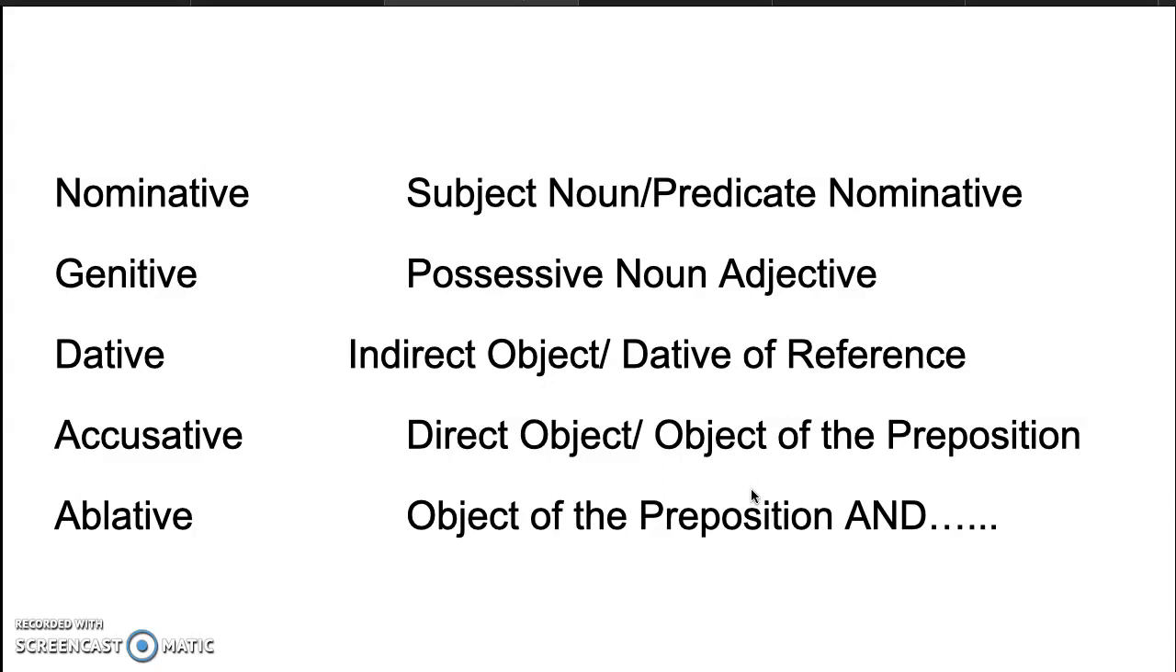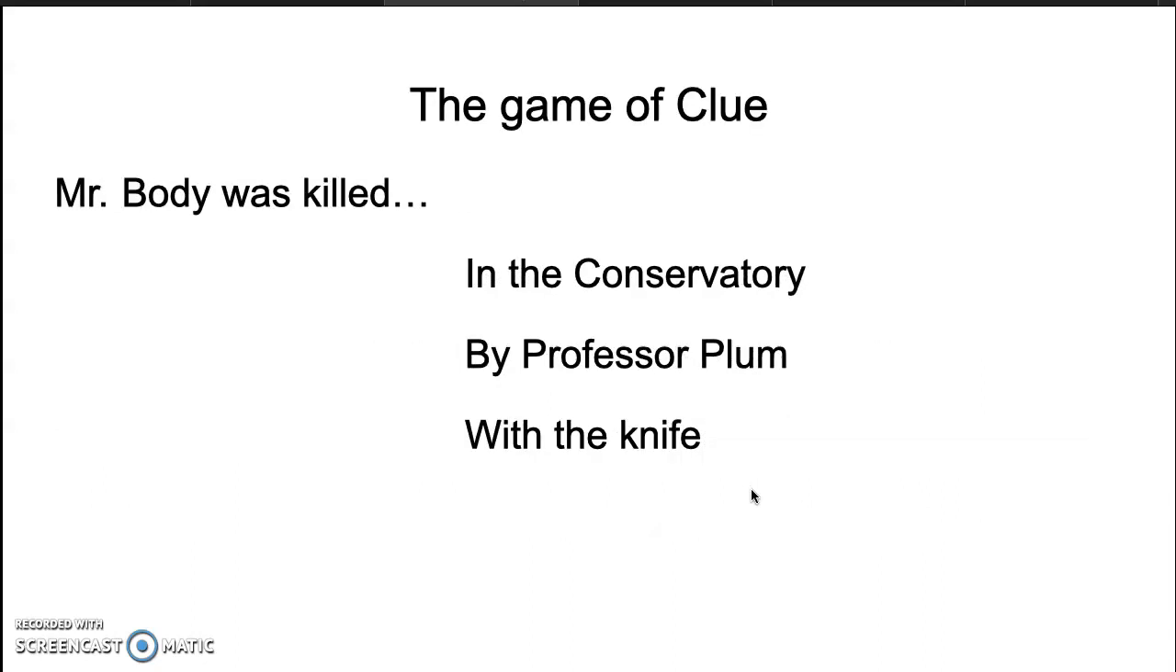So to help us understand the ablative case, consider the game of Clue. So you know the game of Clue. At the end of the game of Clue, you're supposed to tell who did the murder. And you'll say, Mr. Body was killed in the conservatory by Professor Plum with the knife. Now, those three phrases, in the conservatory, by Professor Plum, and with the knife, are all examples of ablatives. And we'll learn about one of them in this lecture.